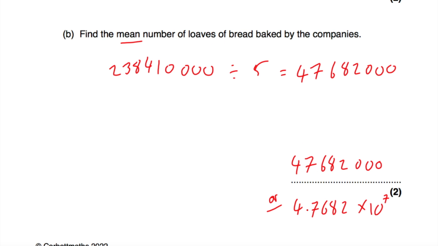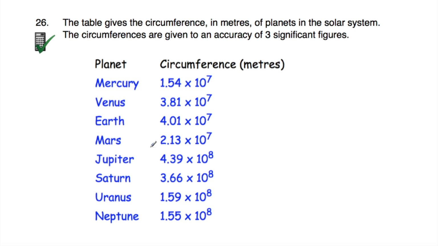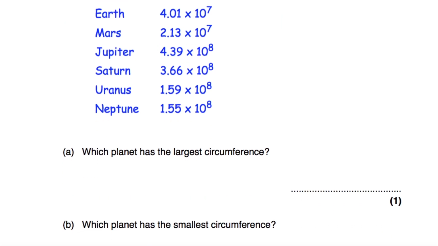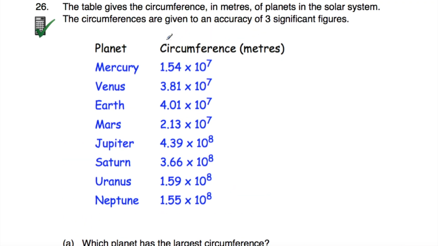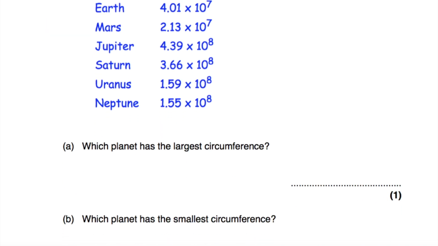Okay, let's look at our next question. So question number 26, we've got this table, we've got the planets of the solar system and the circumference of those planets, and then we're asked in part A, which planet has the largest circumference? We need to find the largest circumference. So it's going to be times 10 to the power of 8 rather than times 10 to the power of 7. So it's going to be one of these 4 planets here. And because we've all got times 10 to the power of 8, we're looking for the one with the biggest number at the front, so it'll be this one, Jupiter. So Jupiter's got the largest circumference, so Jupiter.